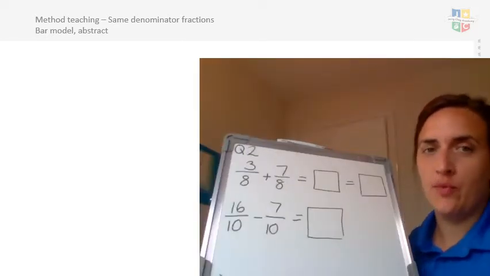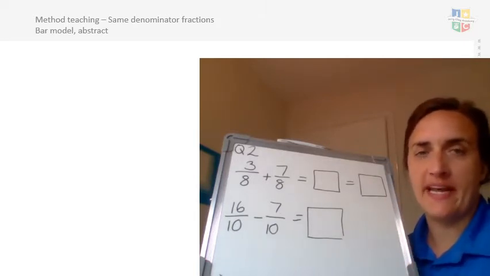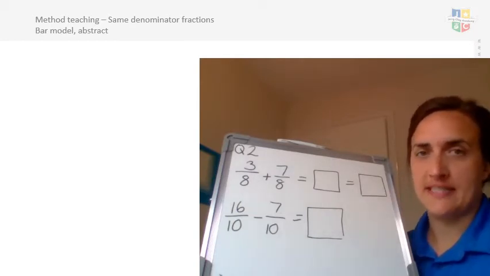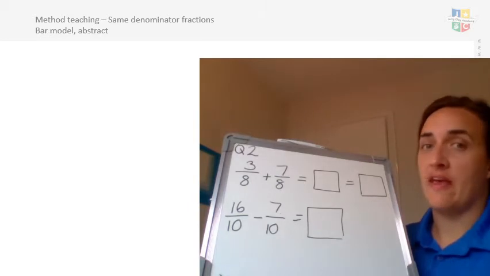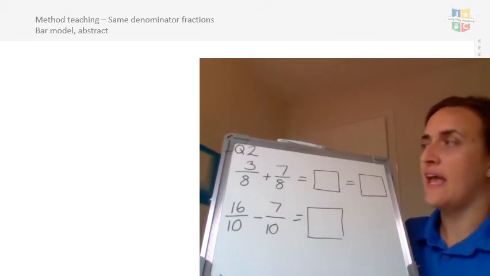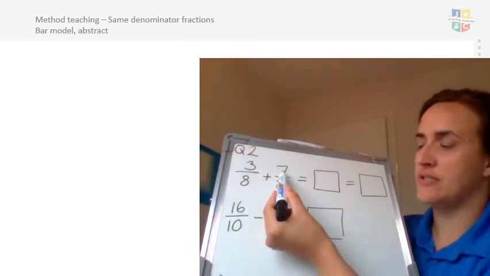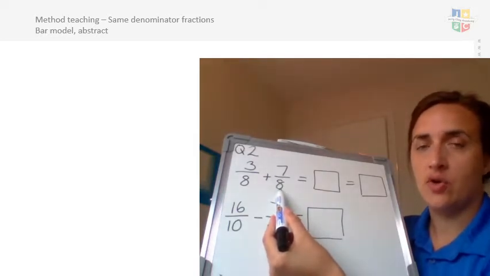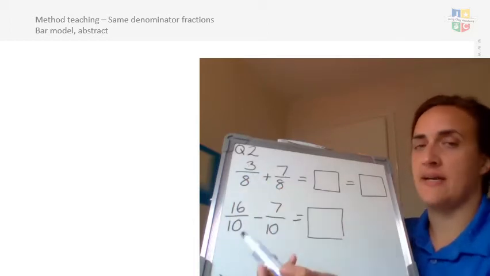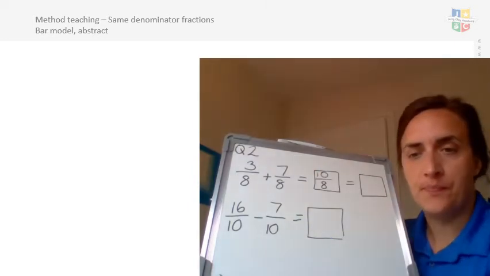And then in question 2, we've got the same concept again, adding and subtracting fractions. We know that the denominators are all the same, but we just don't have the bar models this time. So we know that the efficient way of adding and subtracting fractions with the same denominator is to add the numerators. So 3 eighths plus 7 eighths. You could draw it on a bar model if you like as well to check, but I just need to add my 3 and my 7 together, which gives me 10 eighths.